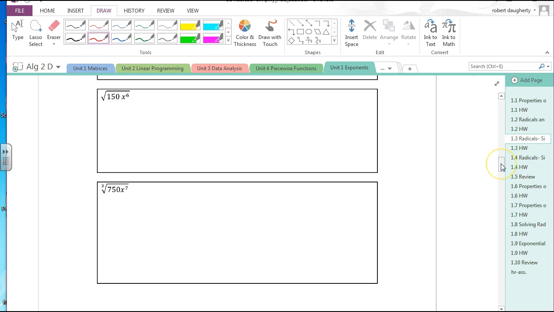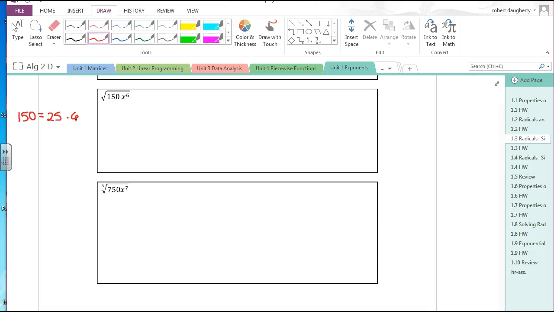Square root of 150, x to the 6. Okay, I want perfect squares under the radical. How can I write this? When I look at square roots and I've got numbers like 75, 100, 120, 150, I know that 25 is the key, right? 150 can be written as what? 25 times 6, is that right? Okay. So that's one way of doing it, if I recognize that.